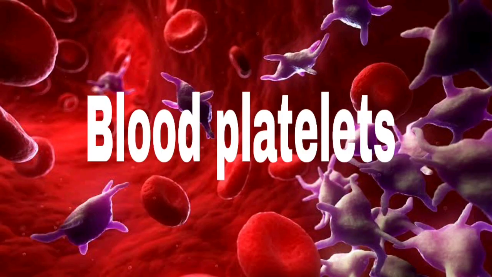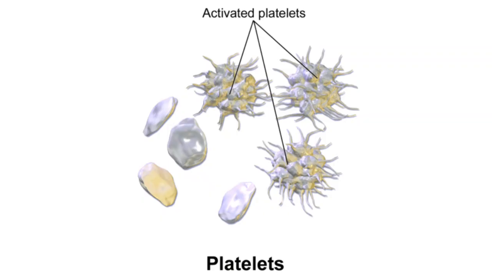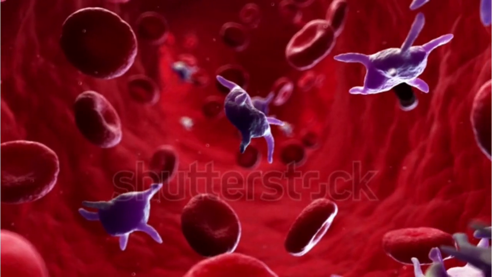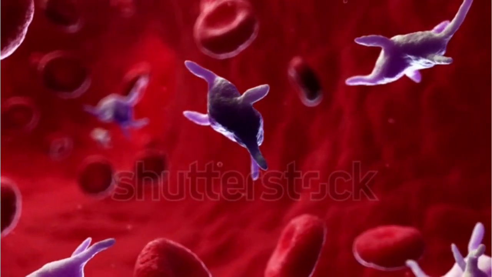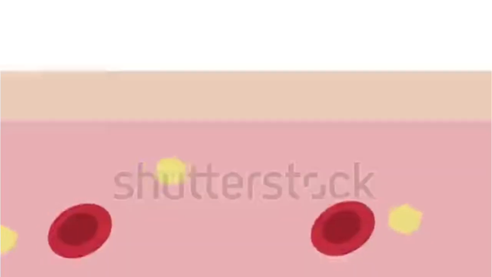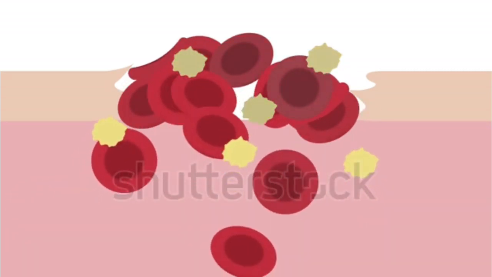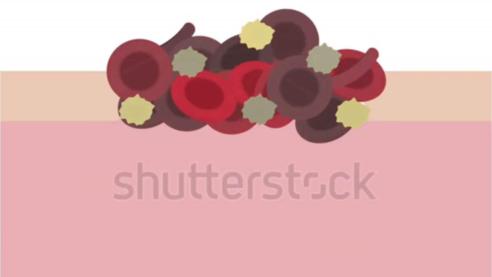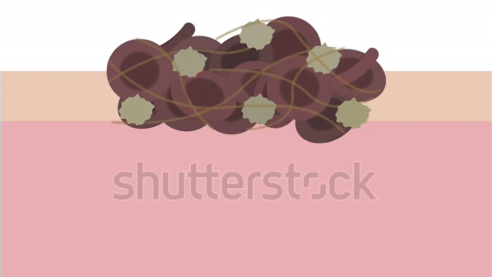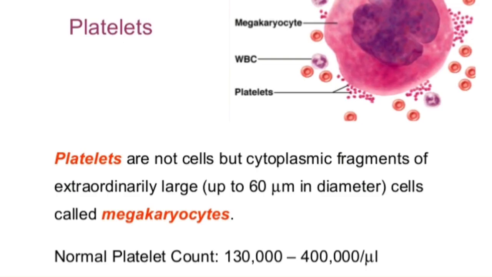Blood platelets or the thrombocytes. We will also call blood platelets as thrombocytes. These are round or oval in shape. Blood platelets are colorless due to the absence of hemoglobin, and they are non-nucleated cells. These blood platelets help in coagulation, that means clotting of blood. These blood platelets are formed in the bone marrow and they are disintegrated within 5 to 9 days. Their lifespan is about 5 to 9 days.